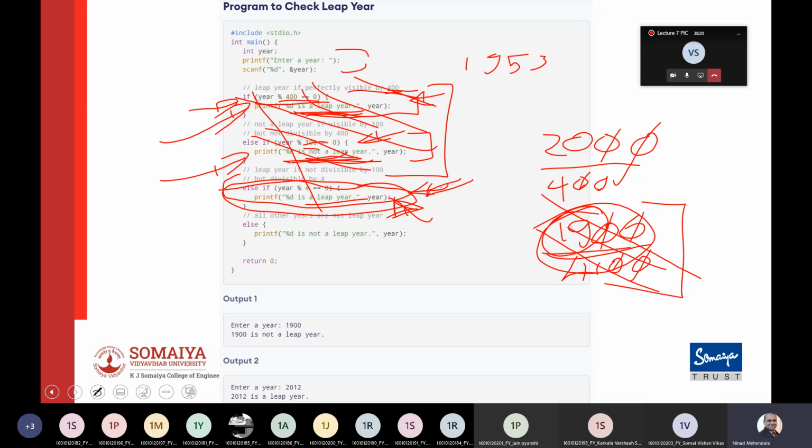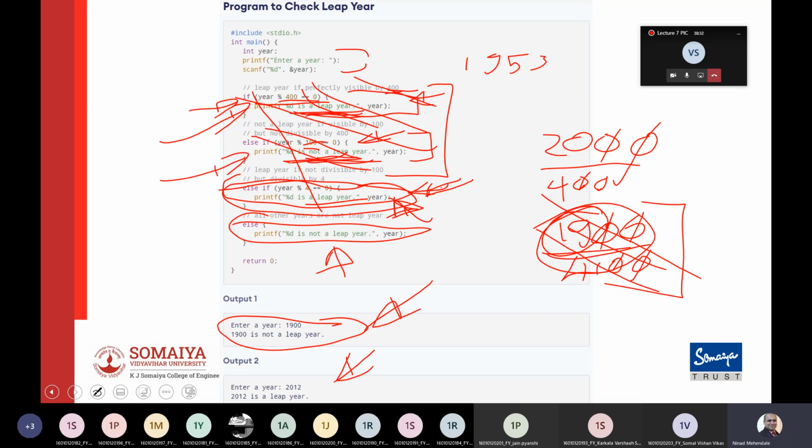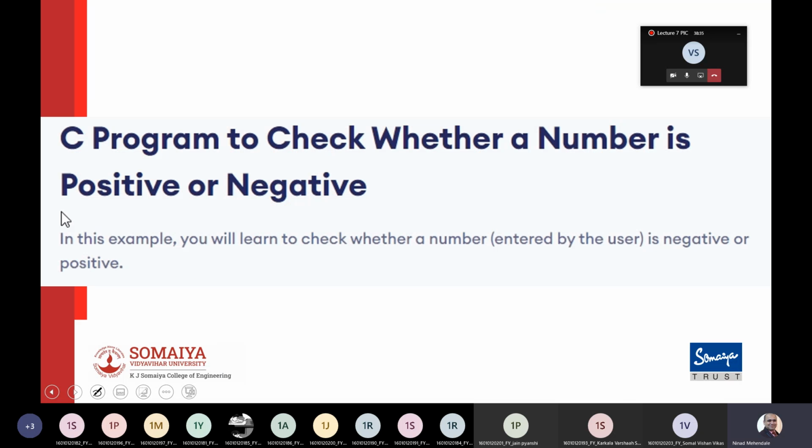And if none of these conditions get satisfied, you have your standard else condition, which says it's not a leap year. And see here, they have given the same example of 1900, which is not a leap year, and 2012 is a leap year. So next, we have to write a program to check whether a number is positive or negative. We have already written this program, so it's a very straightforward and simple code to write.